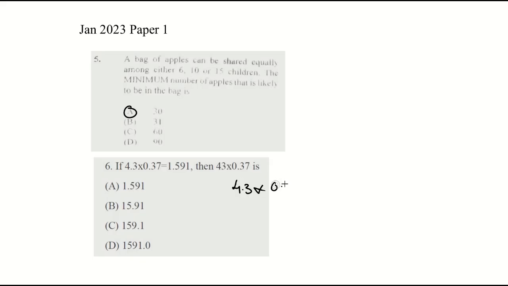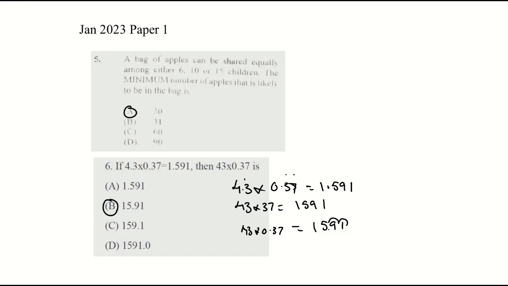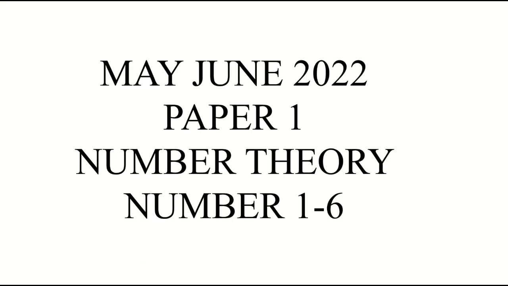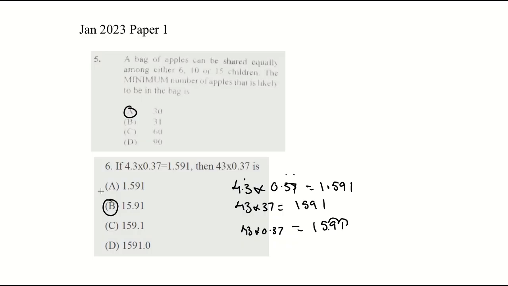4.3 multiplied by 0.37 would be 1.591. We have 1, 2, 3, so we know that your decimal point was shifted 3 places, right? So if I have 43 multiplied by 37, it would be 1591. 43 multiplied by 0.37 would be 1591, and you have to shift it 2 places, 1, 2. So the answer would be 15.91, B. And that would be it for January 2023.